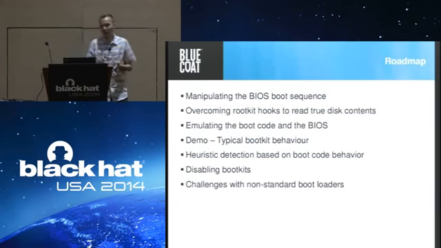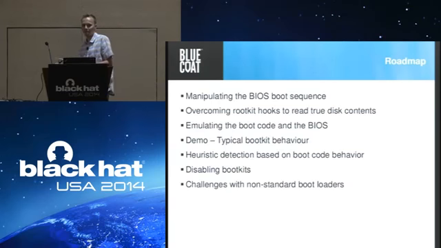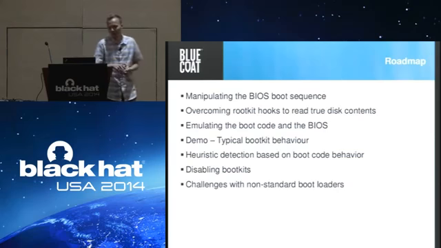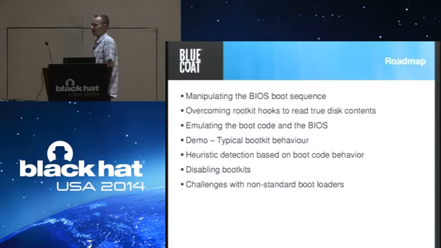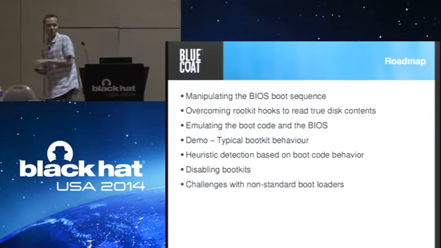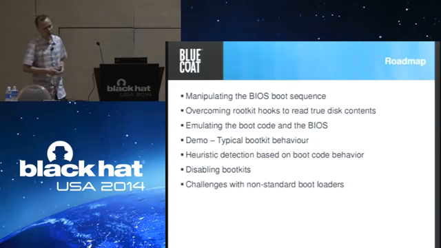So we move on to discussing how we can emulate the boot code in order to analyze its behavior and look for anomalies that we can use for detection purposes. Then I'll show you a demo just to give you an idea of how a typical bootkit will look when it's emulated. I will be discussing some heuristic detection techniques based on the anomalies we observe. Towards the end, I'll show you how we can use this same approach to disable the bootkit in order to regain control of the system. And finally, I'll mention a few challenges with this approach when it comes to non-standard bootloaders.